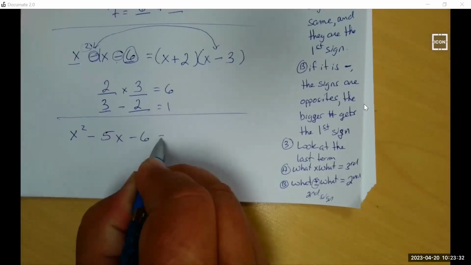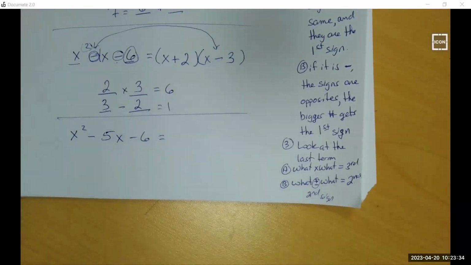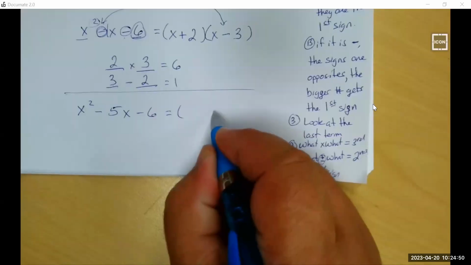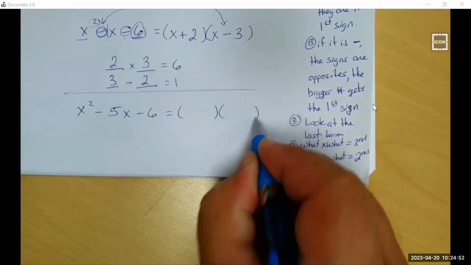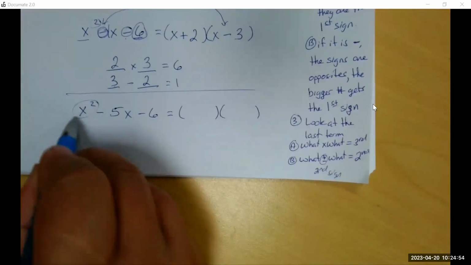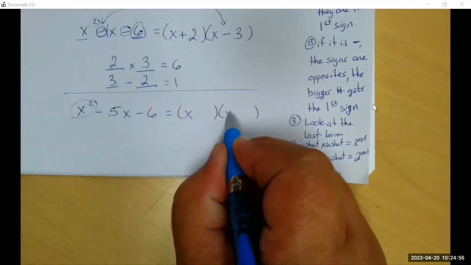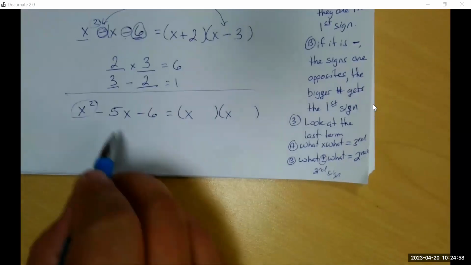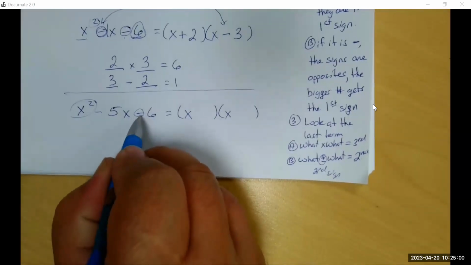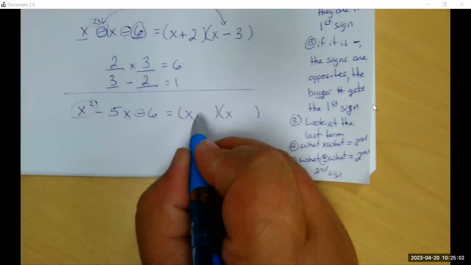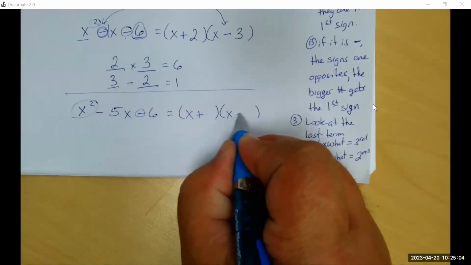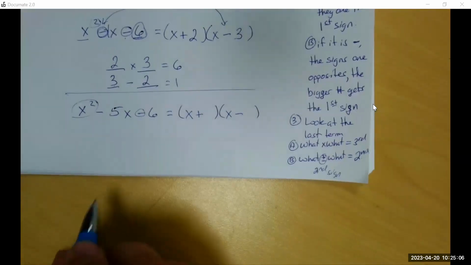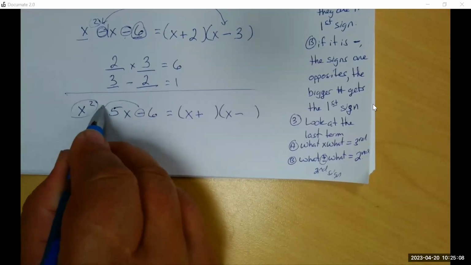How about this one? We're going to have two solutions. What makes x squared? x times x. Then we look at the second sign. It's minus, so there'll be opposite signs. One's going to be positive, one's going to be negative. The bigger number gets that sign.